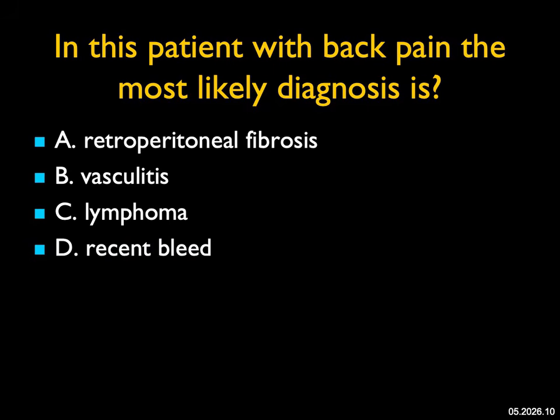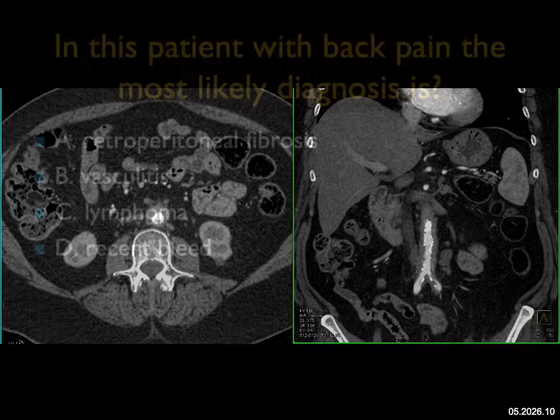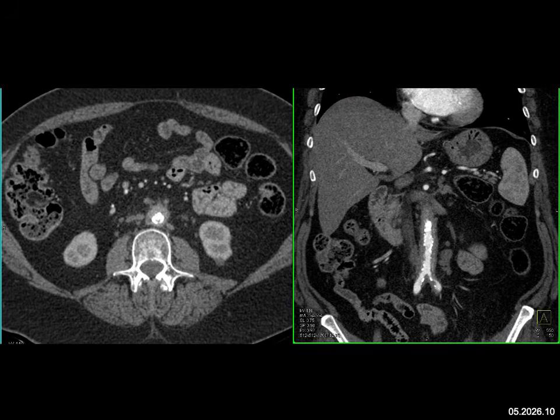In this patient with back pain, the most likely diagnosis is, well, what you see is diffuse encasement and narrowing of the aorta down through the iliac vessels. It's a pattern consistent with a vasculitis type process, perhaps. Lymphoma can also cause narrowing, but you don't see the bulky adenopathy you typically expect. This is not a recent bleed. And although vasculitis is a consideration, we have to be really large vessel disease. Most vasculitis also would involve the SMA, maybe the celiac, hepatic, splenic, SMA.